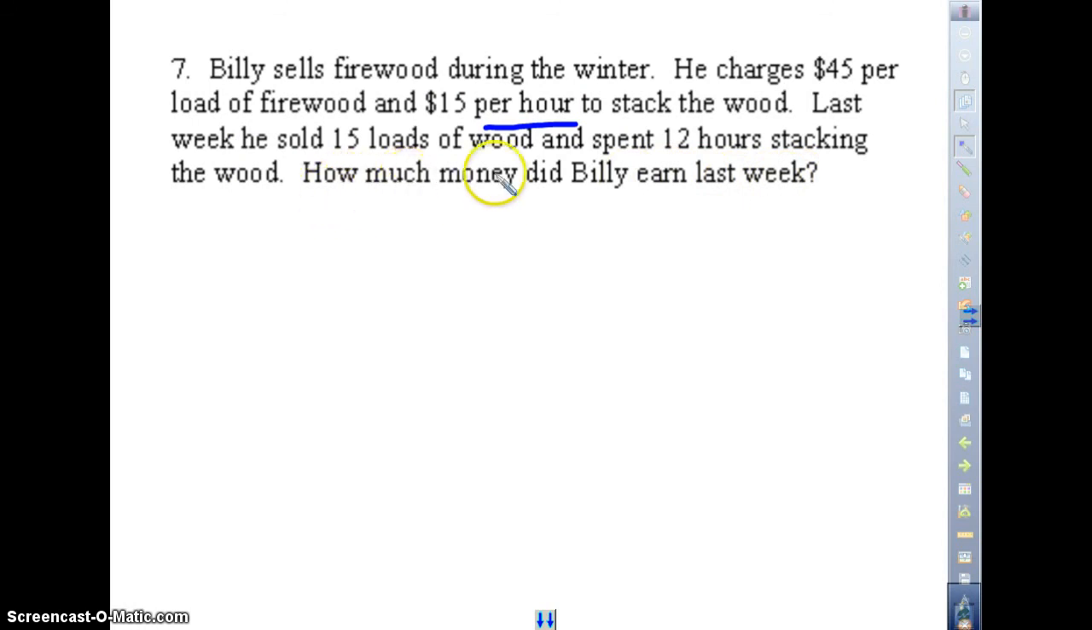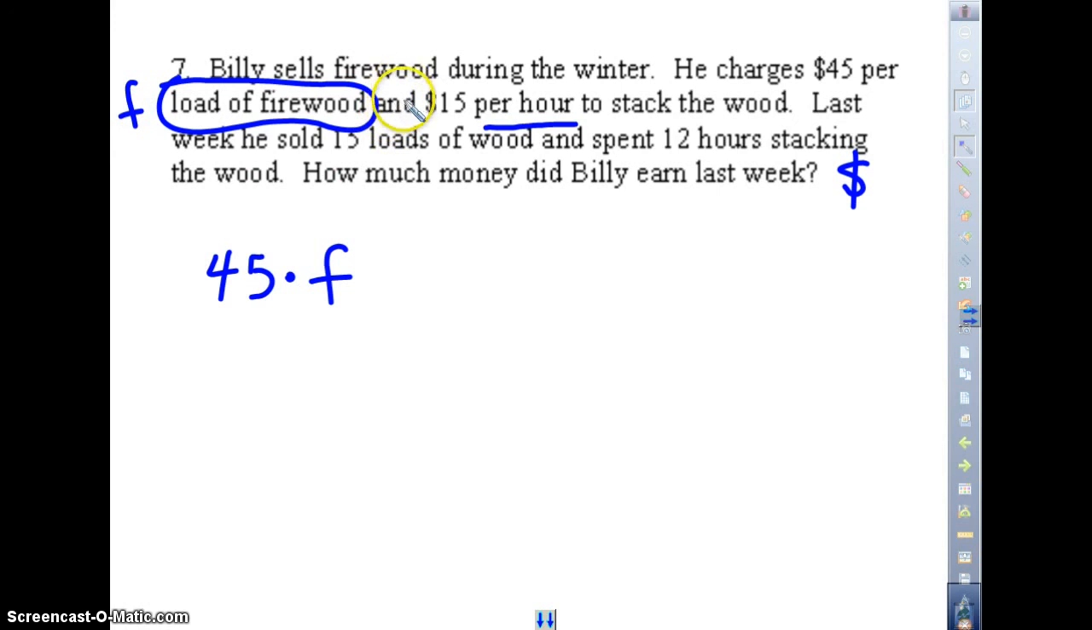Okay, well, the question is, how much did he earn? I want a final dollar amount for his total earnings. And it says he charges $45 per load of firewood. Okay, so it's $45 times the number of loads of firewood. I'm going to call loads of firewood F.